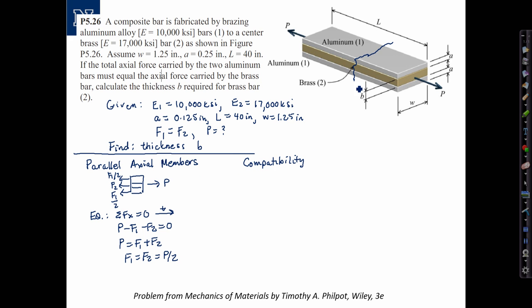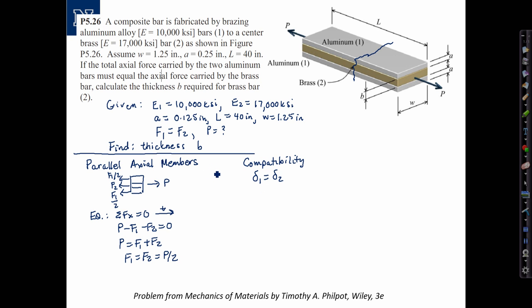For parallel axial members that are sandwiched together like this, we can reason that the deflection or the elongation in member 1, the aluminum bar, has to equal the elongation in the brass bar in order for them to stay sandwiched together like this. That's the basic consideration of compatibility. So I would write that as delta 1 equals delta 2. Something like this, equality of the deflections, will always be your compatibility equation when you have parallel axial members.